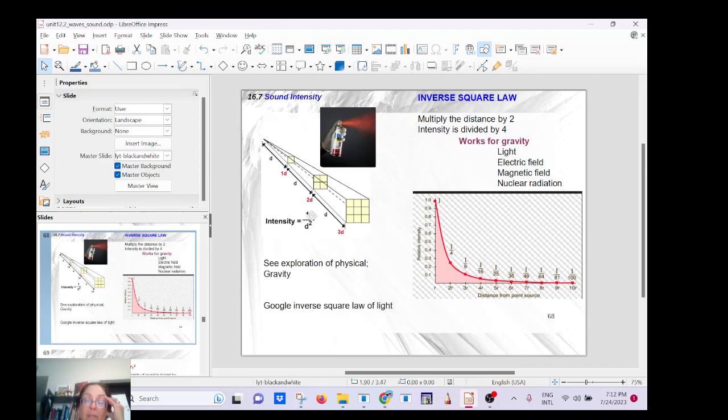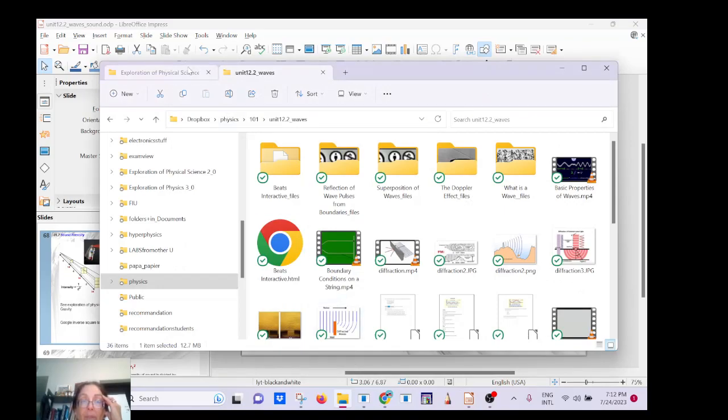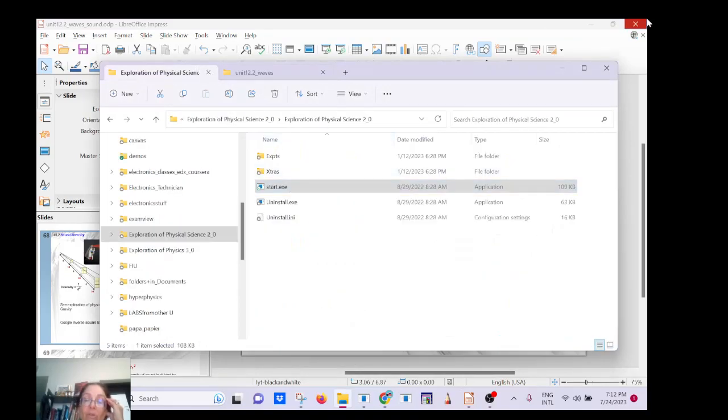So you multiply distance by 3, the amount of light that you're going to get here, or the amount of sound, the energy of the sound, will be divided by 9 for the same area, okay? So this is called the inverse square law, and it works also for gravity. I can show you an app. I don't know if it's just a cute app.